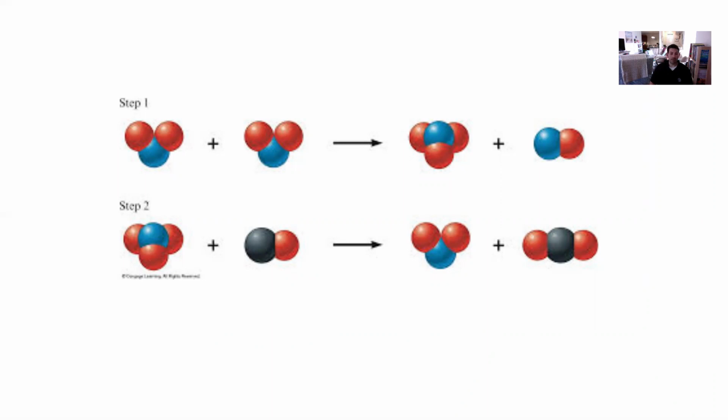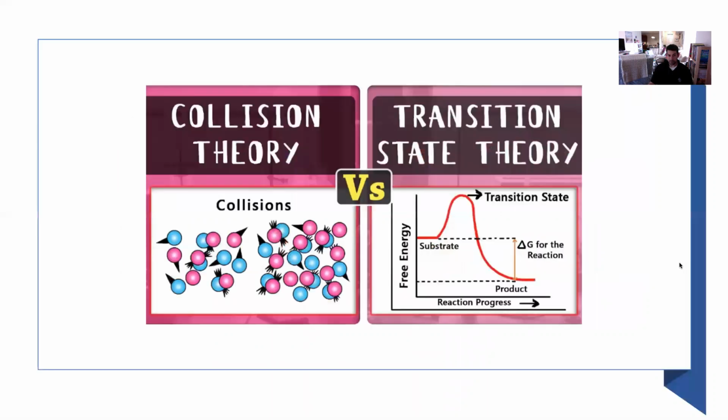Some of our more complicated chemical reactions, they don't happen all at once. They happen in multiple steps, and it's multiple collisions that have to occur before we make our final product. All right, so that's the collision theory. They have to bump into each other, and there's two important pieces to it: orientation and energy.